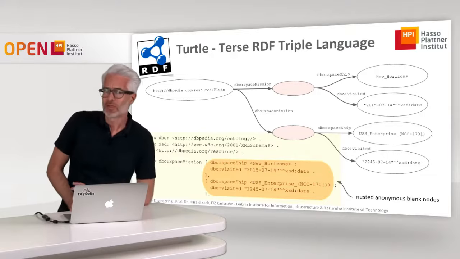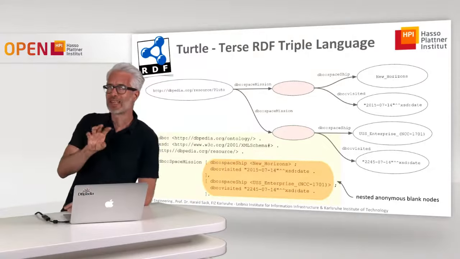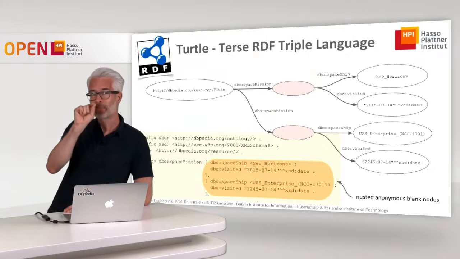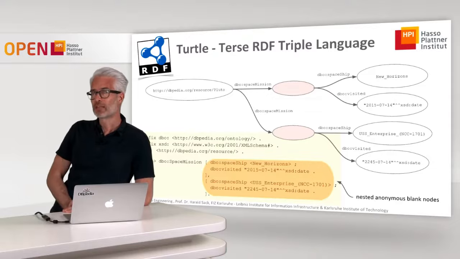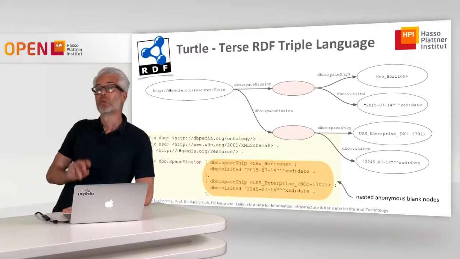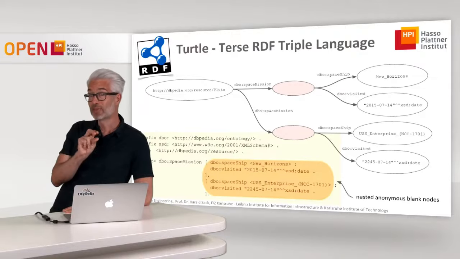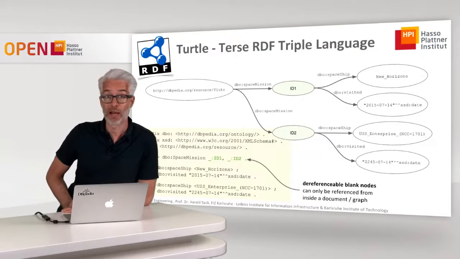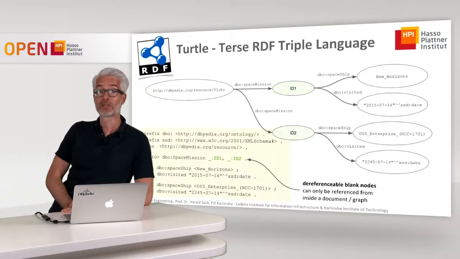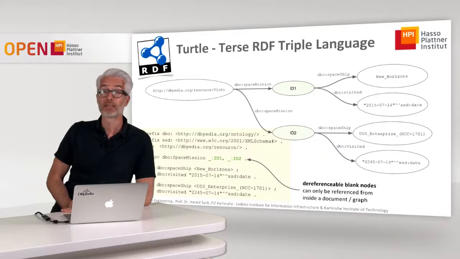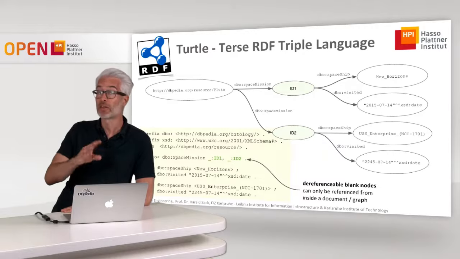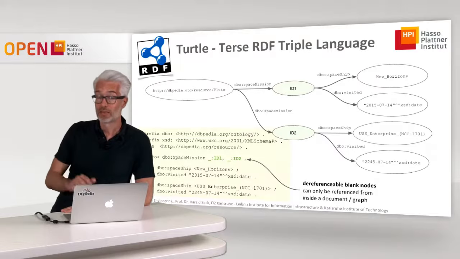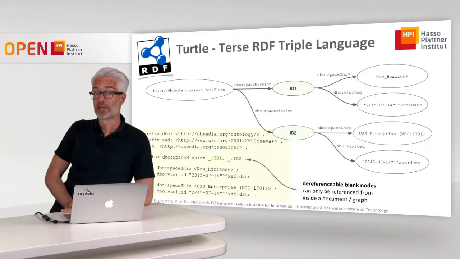Now, it could be possible that within the same graph, in the same document, exactly this blank node, this space mission, might be of some importance, and I want to say something about it, and I want to reference it. Within the same document, this is possible. How? There is a second version of so-called blank nodes, and these are the so-called dereferenceable blank nodes. I can assign a unique ID, unique within the document where this Turtle RDF is somehow written.